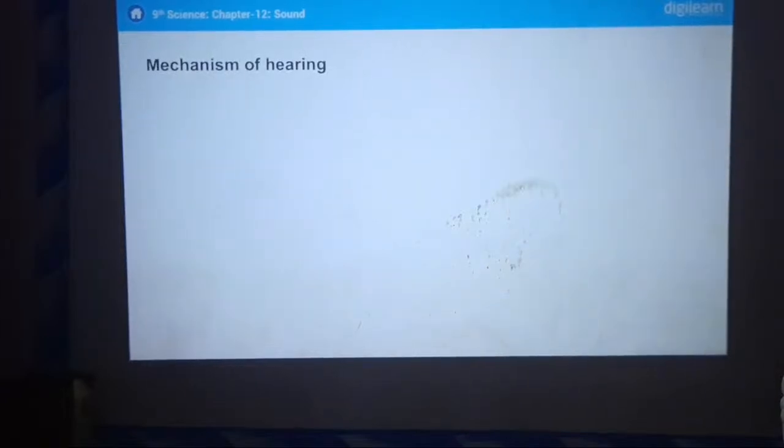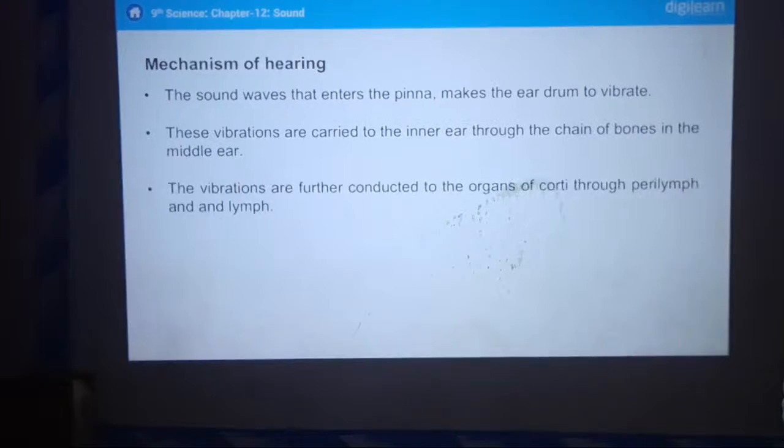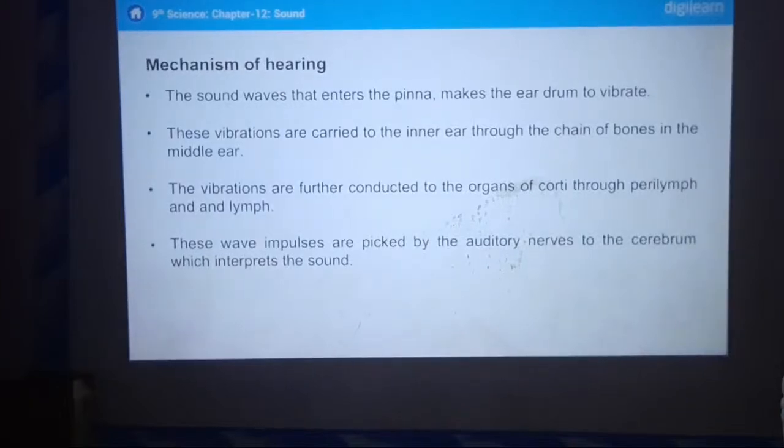Mechanism of hearing. The sound waves that enter the pinna make the eardrum vibrate. These vibrations are carried to the inner ear by the chain of bones in the middle ear. The vibrations are further conducted to the organ of Corti through perilymph and endolymph. These wave impulses are picked up by the auditory nerves to the cerebrum, which interprets the sound.